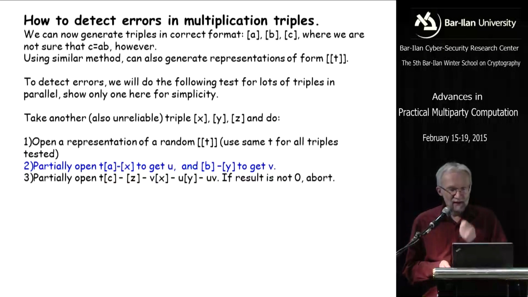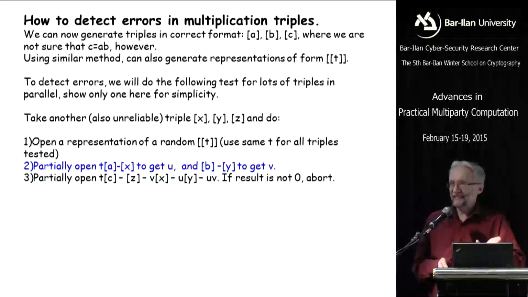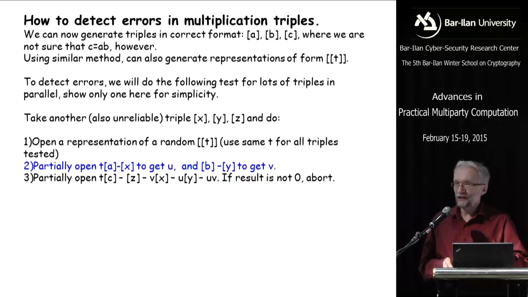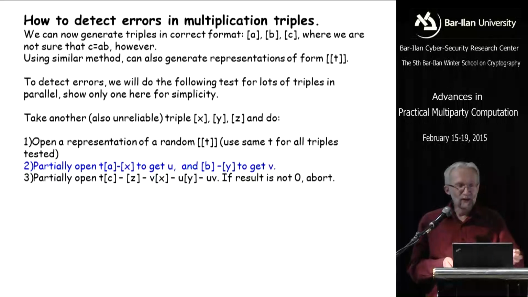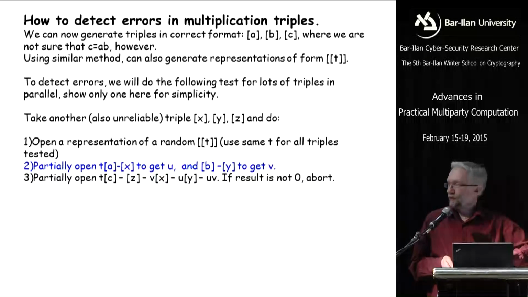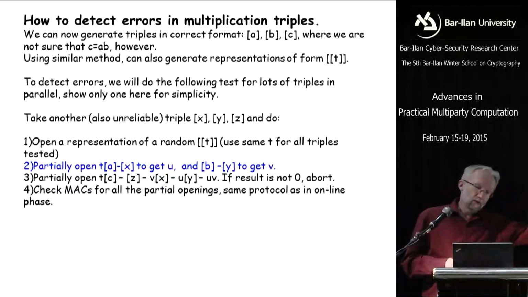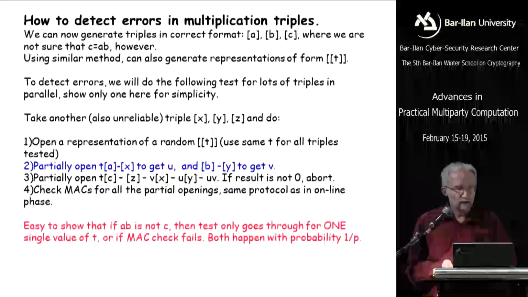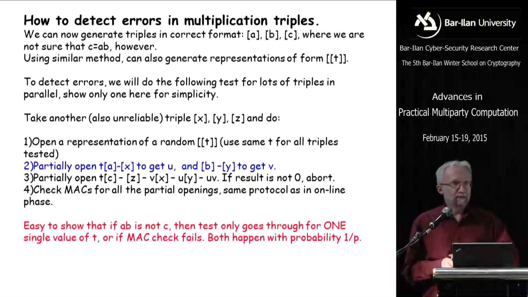Okay. So this is one of these nice tests where there's no possibility for the selective failure attacks that were haunting Claudio yesterday, because here we know what the results should be. And it turns out that if there was an error, the result is going to be abort, except with very small probability. Of course, we have to check MACs for all the partial openings. This is done by the same protocols as in the online part, so we know that the partial openings did the right thing. Now, if AB is not C, what you can show is this test only goes through for a single value of T. There's only one value that makes it work. Or if the MAC check fails. Both of these things happen with probability 1 over P.